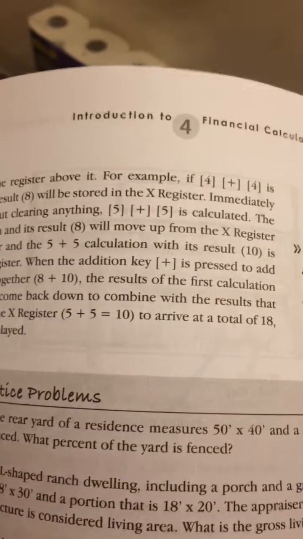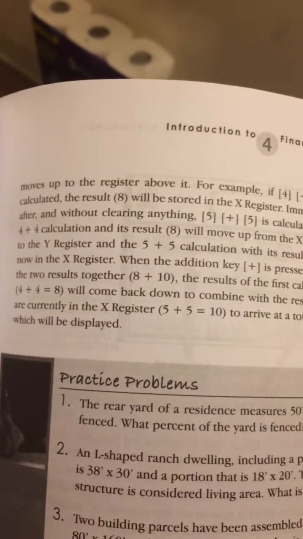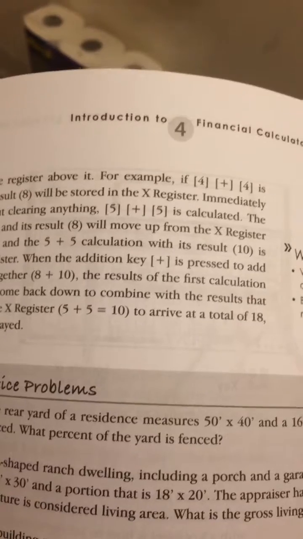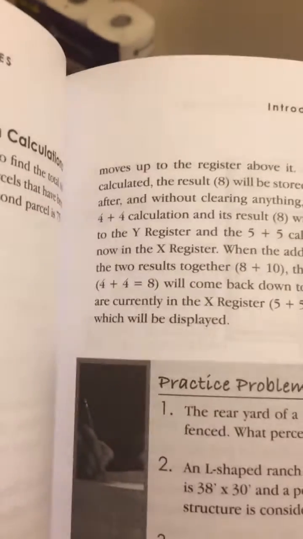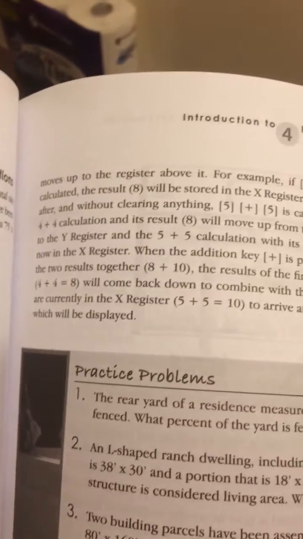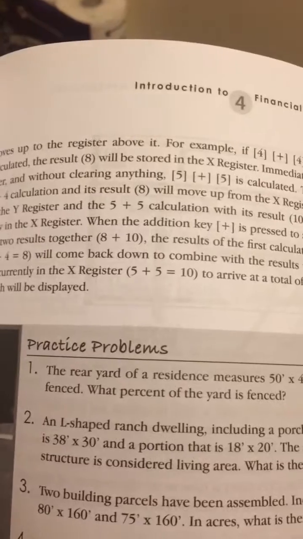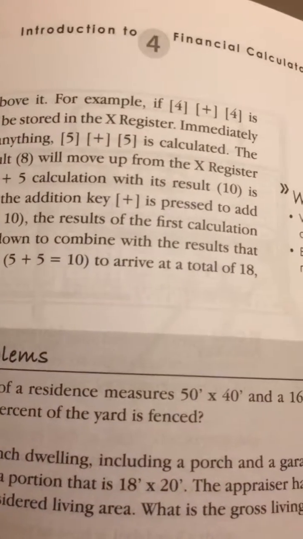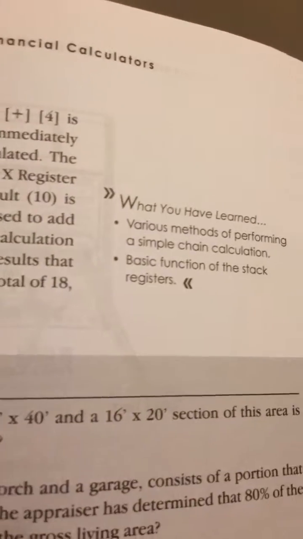When the addition key plus is pressed to add the two results together, 8 plus 10, the result of the first calculation, 4 plus 4 equals 8, will come back down to combine with the results that are currently in the X register. 5 plus 5 equals 10, to arrive at a total of 18, which will be displayed.